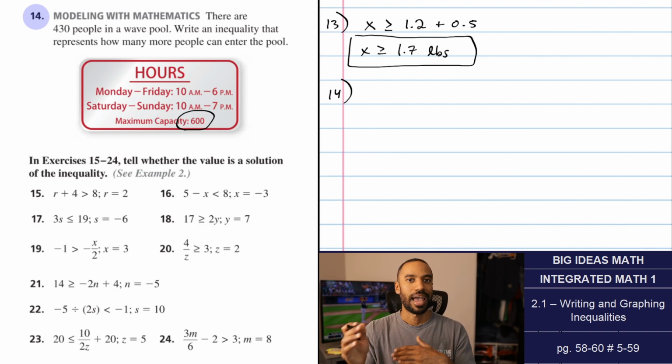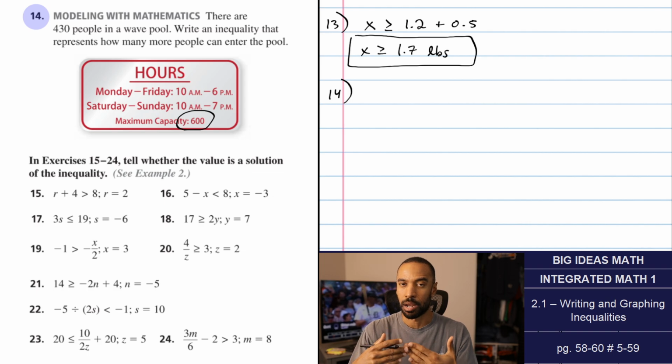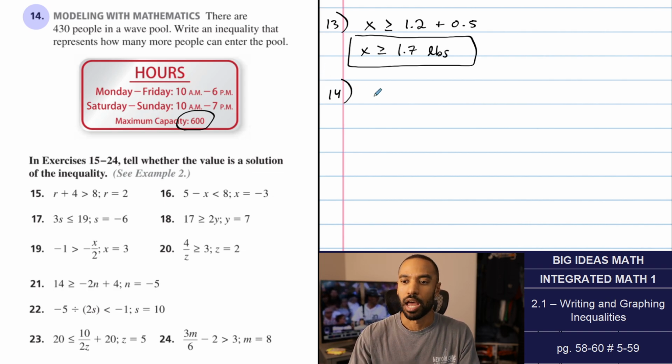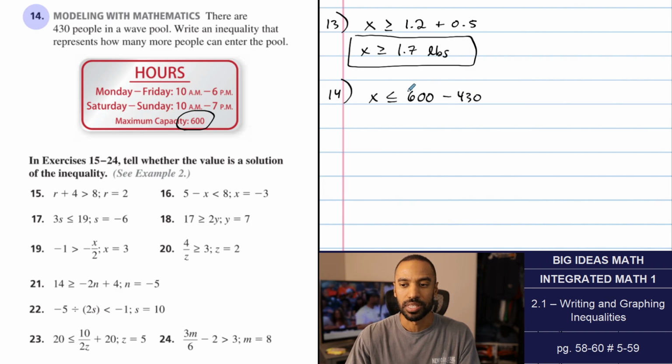Remember, this doesn't mean exactly this many need to enter the pool, like we need this many more people. What we need to figure out is the difference between the maximum capacity and the number that we have. The number of people who can enter the pool is at most the difference between the maximum capacity and the number of people currently in the pool. So at most, this is how many we can have. So we can have this number or less.